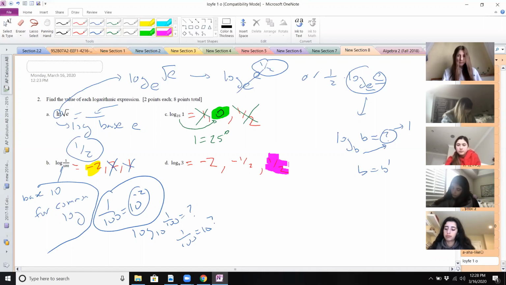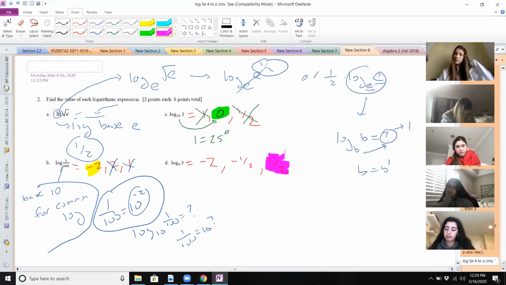Is the test going to be open calculator? Yes. There's no way I can monitor that. So can you use a calculator? Yes, you can. Actually, it's a great question. There's just no way I could really monitor that. So technically you could use it, but I still need to see the work.